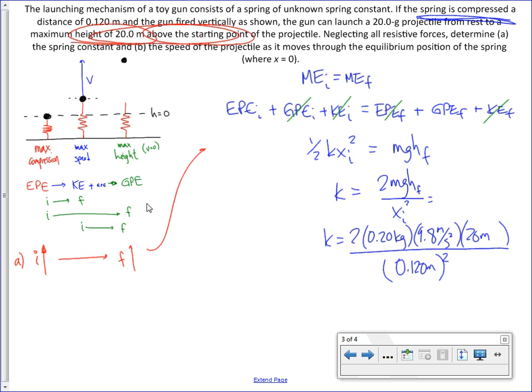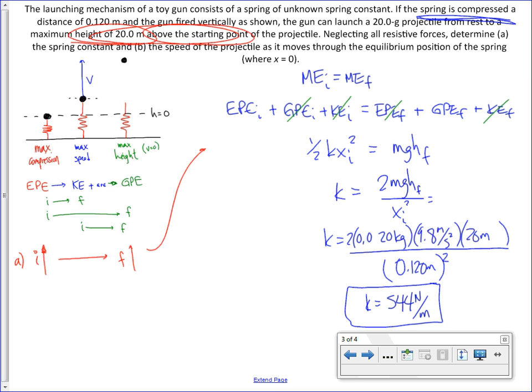Oh, I wrote this wrong. Anyone pick that out? It's 0.02 times 9.8 times 20 divided by 0.12 squared, which equals 544 newtons per meter.